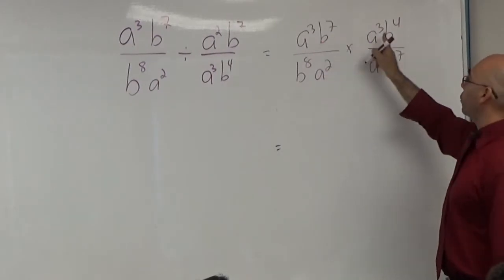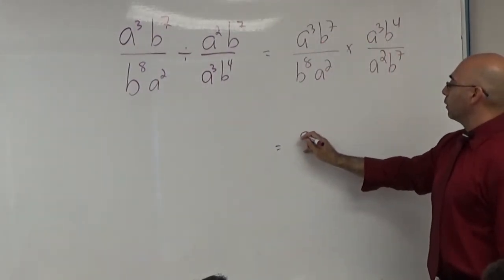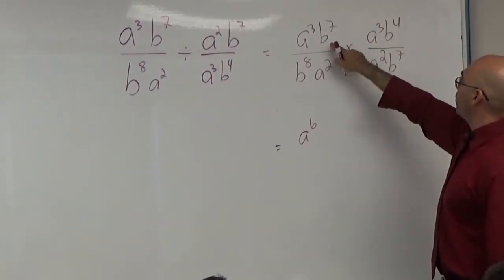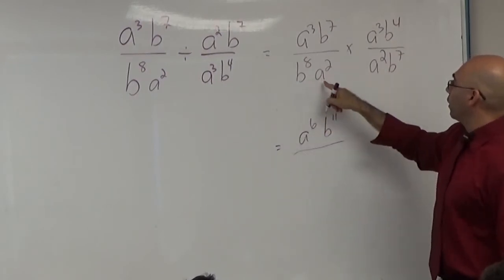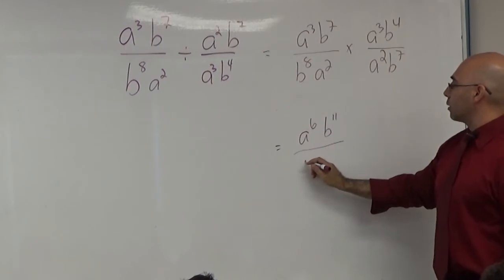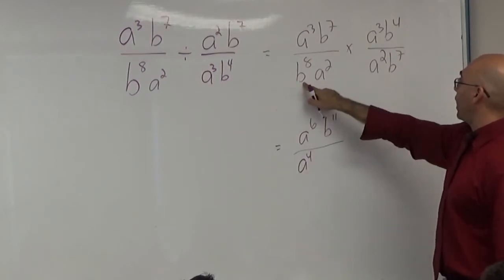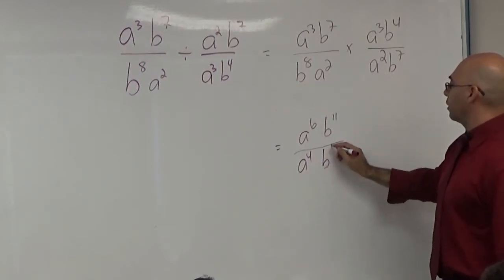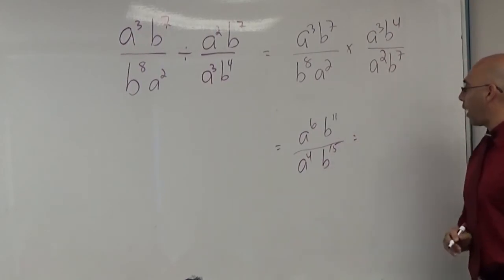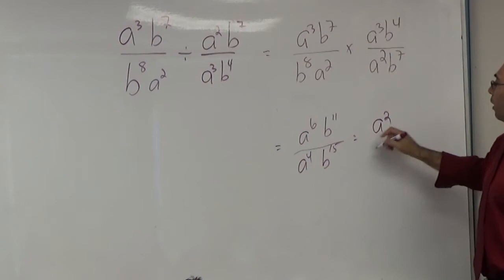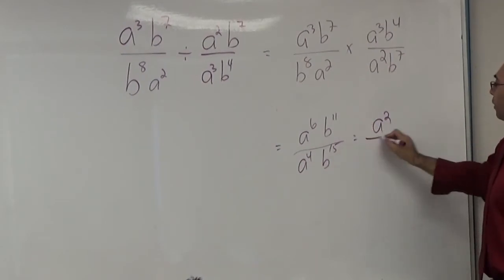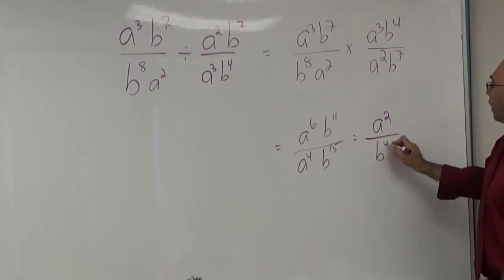3 a's and 3 a's is how many a's? 6 a's. 7 b's and 4 b's is how many b's? 11 b's. 2 a's and 2 a's is 4 a's. 8 b's and 7 b's is 15 b's. Now I can subtract. What's 6 minus 4? 2. So it's a to the second power. What's 15 minus 11? So it's b to the 4th power on the bottom.